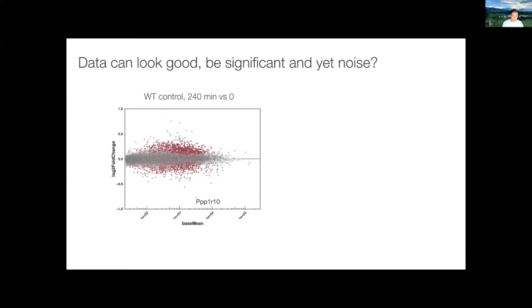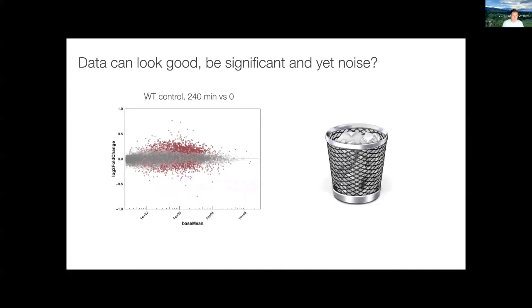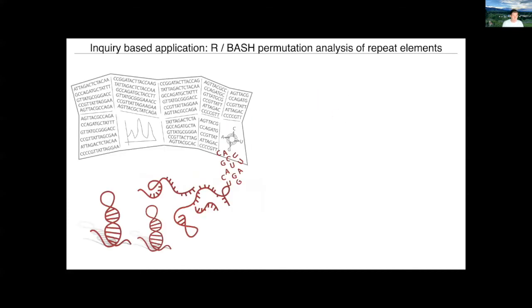We're also going to show you how things can look great until you think about them a little deeper, and why these permutation statistics and false discovery rates are kind of important. You'll end up throwing a lot of data in the trash. And then we're going to step it up a little bit, with another inquiry-based application with R and Bash to use these permutation analyses I was talking about.